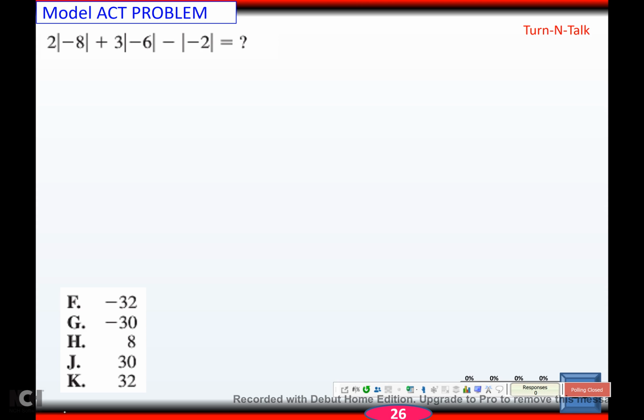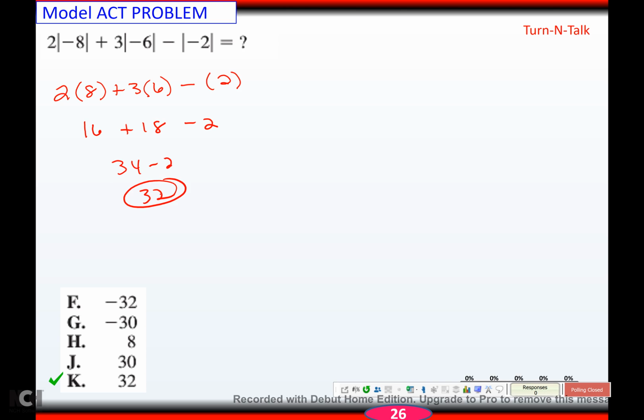And we got 32. All right, let's take care of these absolute value bars first. The absolute value of negative 8 is 8. The absolute value of negative 6 is 6. The absolute value of negative 2 is 2. So that's 16 plus 18 minus 2. And that is 34 minus 2 is 32.